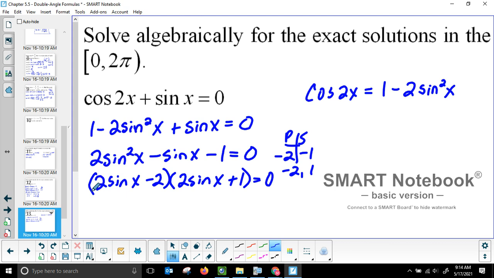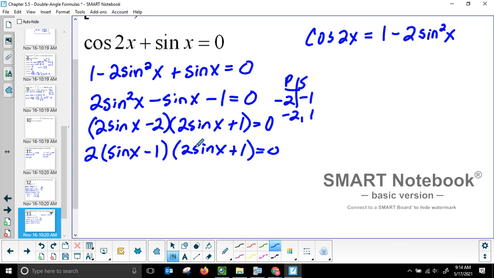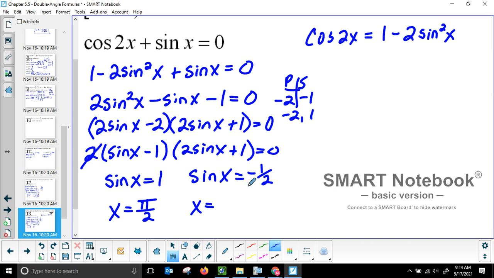Of course, we can pull out some trash here. And we can't pull anything out here. All right. So we throw that away. We set each of these equal to 0 and solve. So here, this says sine of x is equal to 1. And here, sine of x, we would subtract 1, divided by 2. So negative 1/2. All right. Sine of x is equal to 1 at pi over 2. And sine of x is equal to negative 1/2 at 7 pi over 6 and 11 pi over 6.